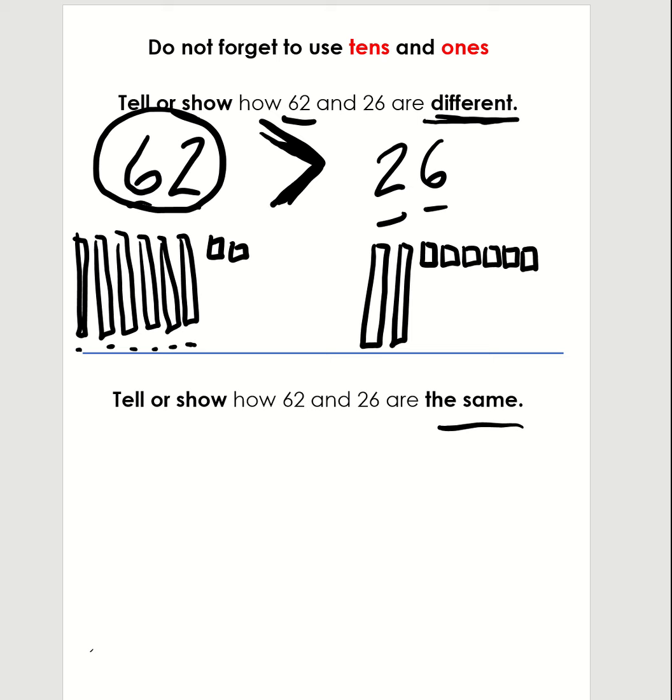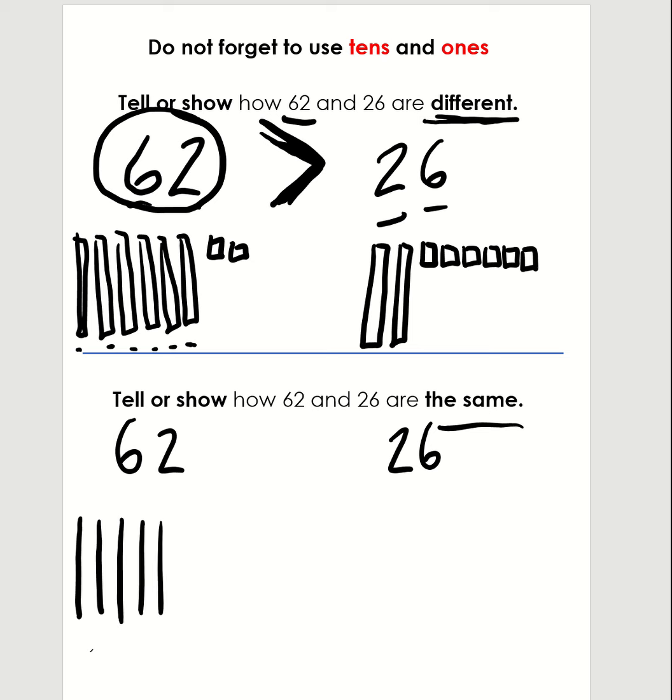So let's do it again. We've got the number 62, 26. I'm going to draw them out. And this time I'm going to use a different way to draw my tens just to make it a little quicker for all of you. So we've got 1, 2, 3, 4, 5, 6 tens. And I'm going to draw 2 ones.